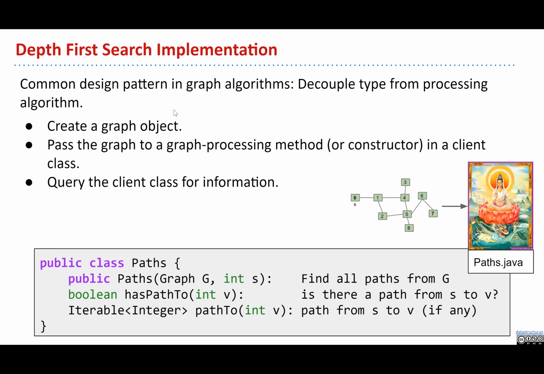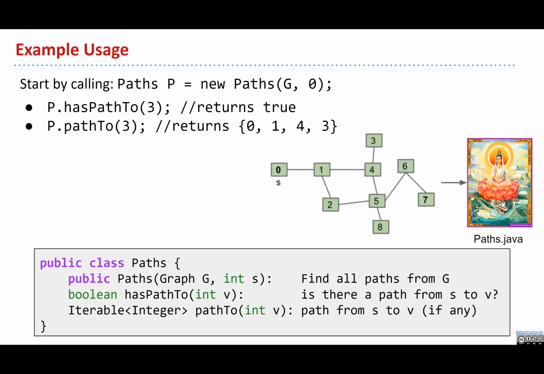So you create a graph object that represents the graph. You pass it to some object that thinks about graphs. And then you ask that object about the graph. So for example, Paths: I want you to think about all the paths from 0. And then I can quickly get an answer. After this processing step, we say, is there a path to 3? Or what is the path to 3?